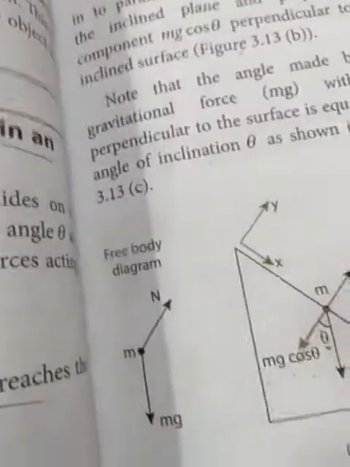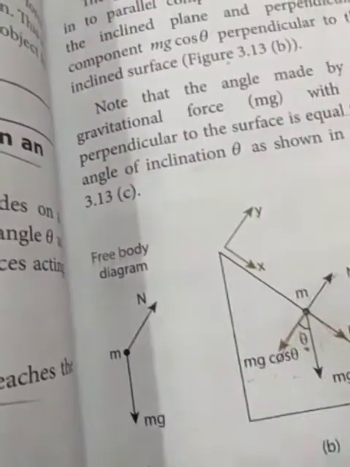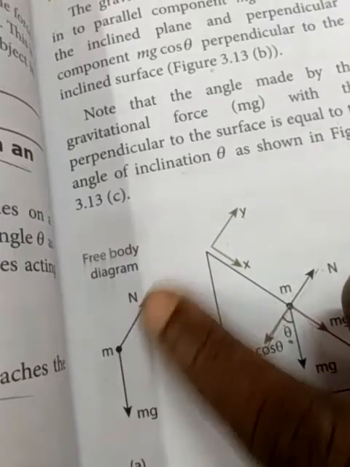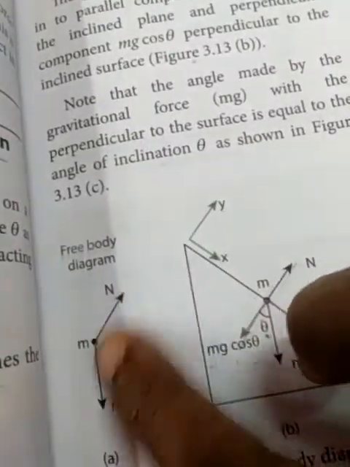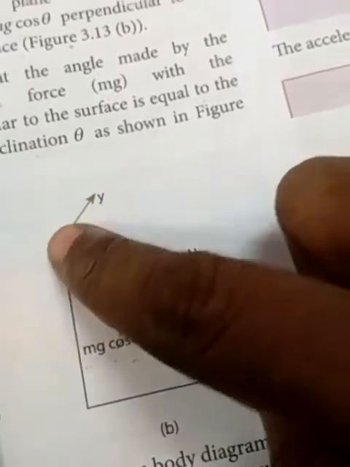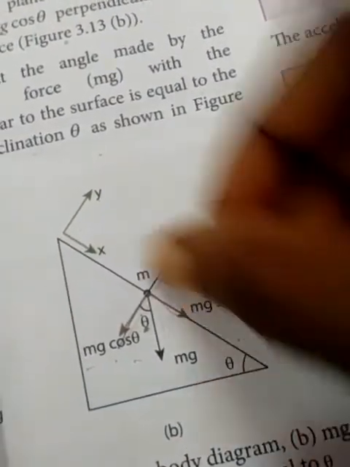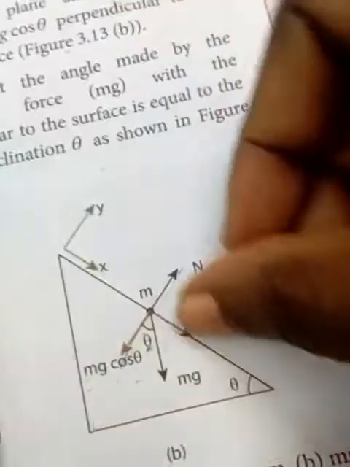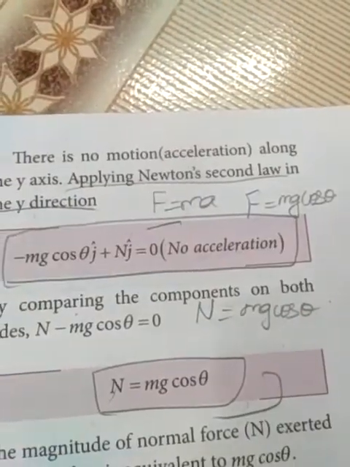Now you see the free body diagram. Here is the inclined surface, the normal force, and mg acting downwards on the point. This is the y axis and this is the x axis along the inclined plane. The object moves like this. Now you see that there is no motion along the y axis.